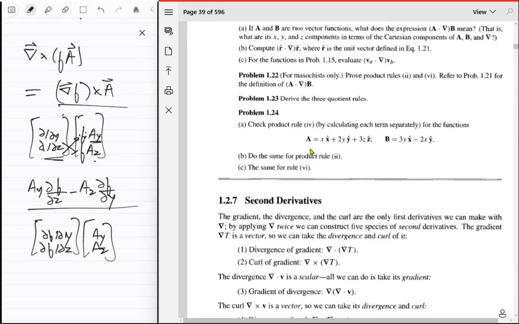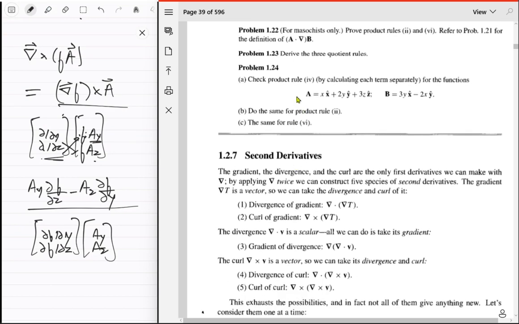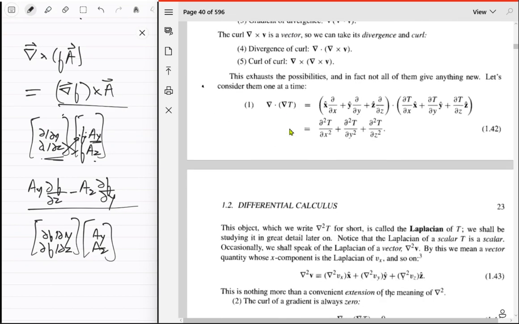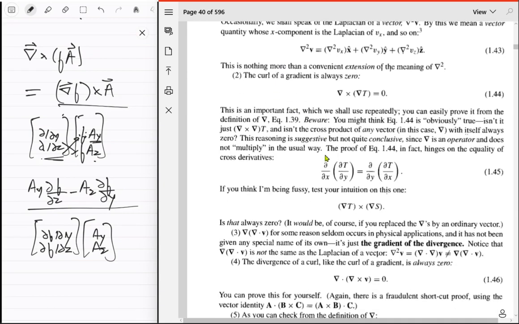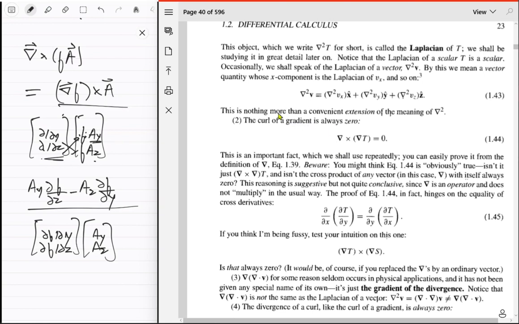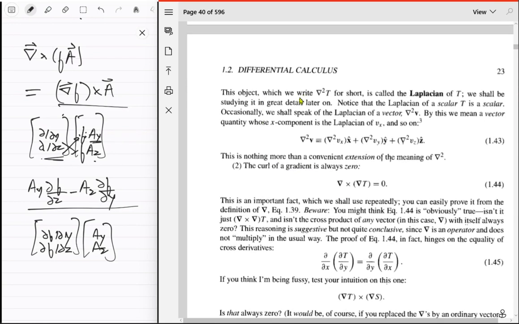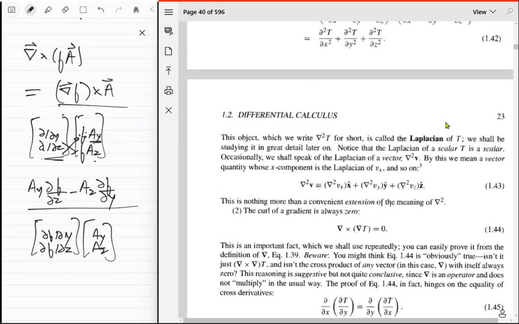Since we'll never be using these after all. Second derivatives, we don't care. What do you have? This object which we write as well. The Laplacian, fine. That's called the Laplacian of T.